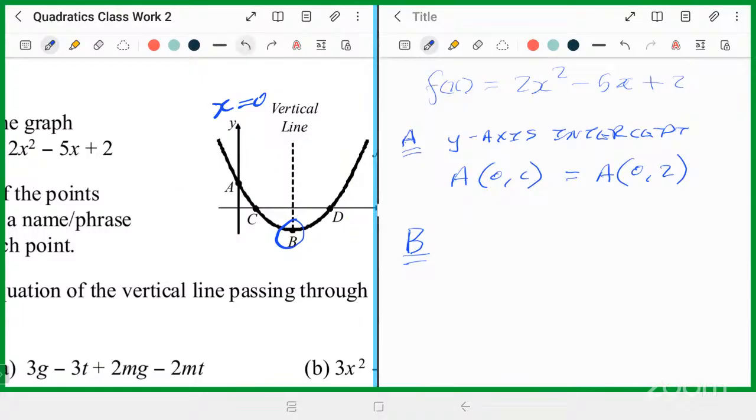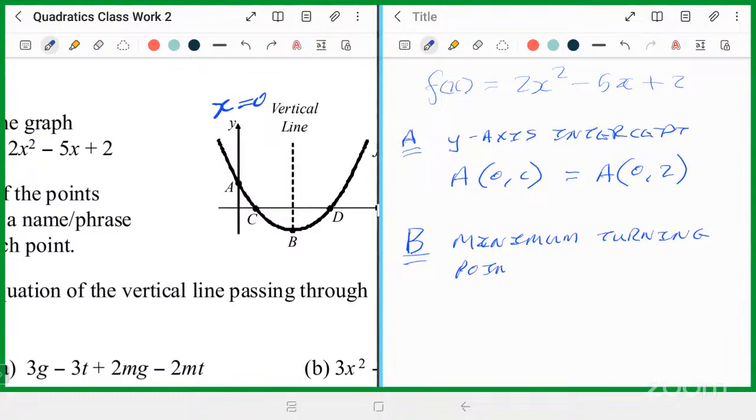This one is a minimum one, so I'm going to say it's a minimum. So it's a minimum turning point, which is also called a vertex. I'm going to write that, give them everything. It's a minimum turning point, which is also called the vertex of the quadratic function.